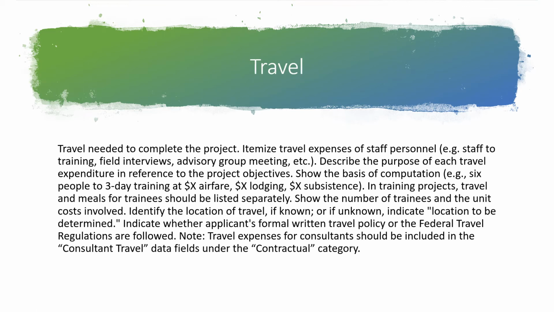In training programs or projects, travel and meals for trainees should be listed separately. Show the number of trainees and the unit costs involved. Identify the location of travel if known, or if unknown, indicate location to be determined. Indicate whether applicants' formal written travel policy or the federal travel regulations are followed. So if you are applying for a grant through your agency, for example, me through Northwestern State University, I would have to follow all state travel policies in my requests as I build my budget. Once again, depending on what your proposal is, you may not have to deal with travel, but it's a common expense that we find in budgets.